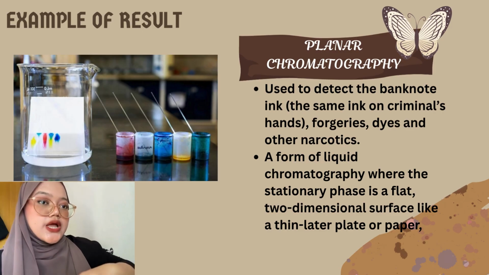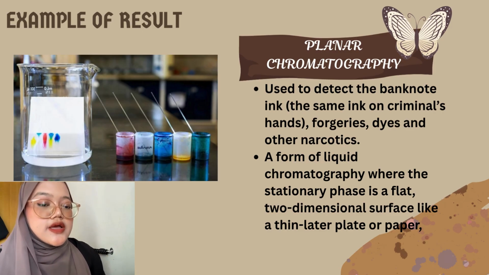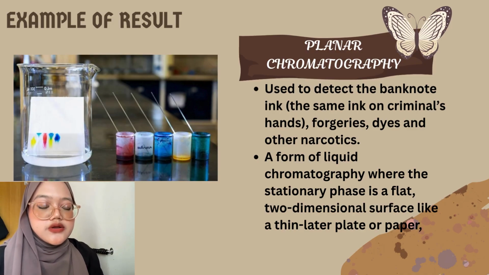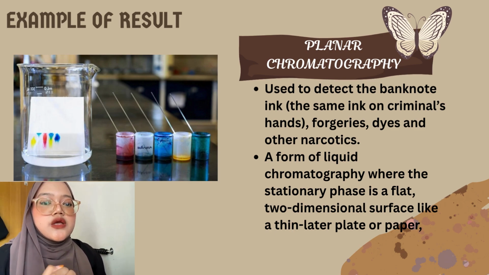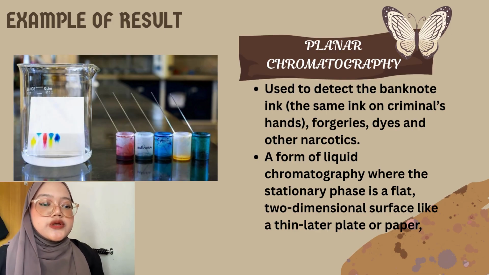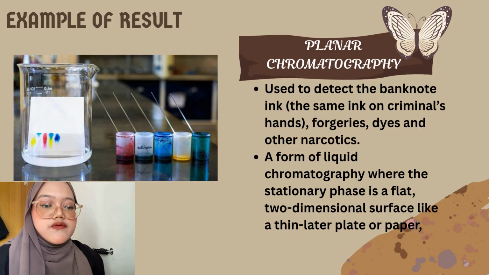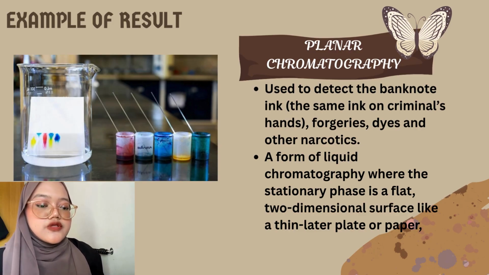Second, we have planar chromatography. Looking at the example given, you can see the distinct separation of colors in the samples. This illustrates how this form of liquid chromatography operates on a flat, two-dimensional surface. We put a tiny bit of the sample on the plate and then the liquid slowly moves up the plate, carrying the different parts of the sample. Because some parts move faster than others, they are spread out into different spots.